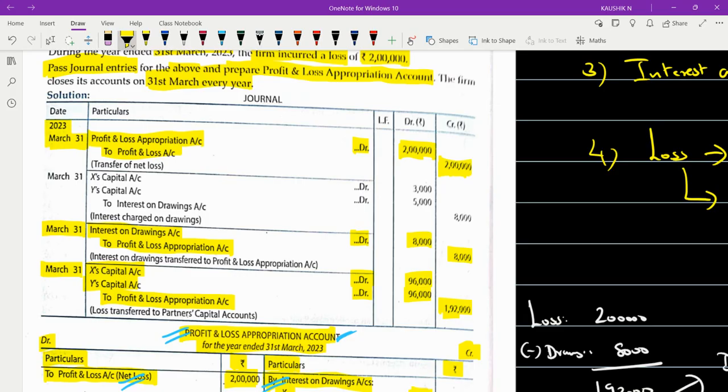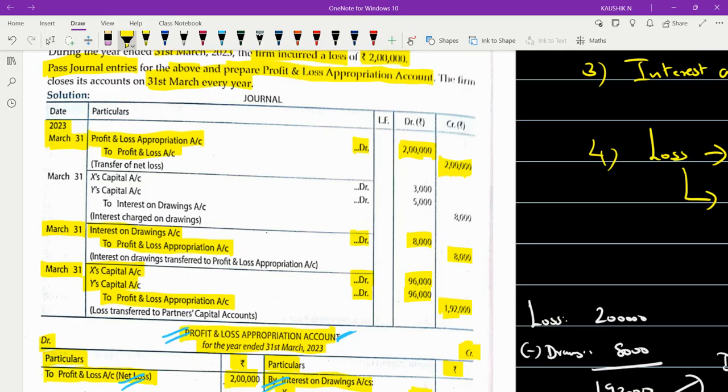Right. The next one is, as you know very well, this item interest on drawings will reduce the capital of the partner. So we need to transfer this value of interest on drawings to the partners' capital accounts as well. In the partners' capital account, where will you record interest on drawings, on the debit side or on the credit side? Very good. It will be recorded on the debit side.